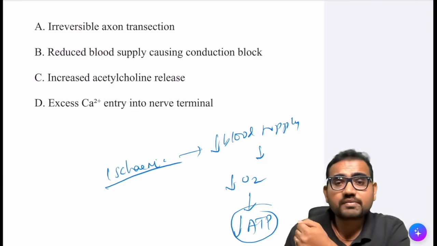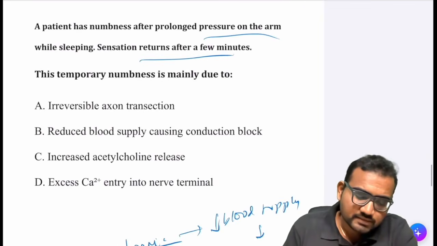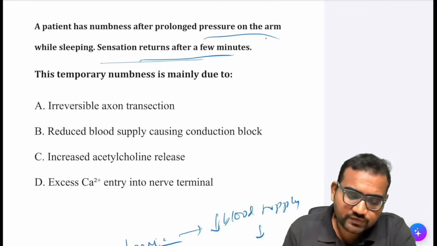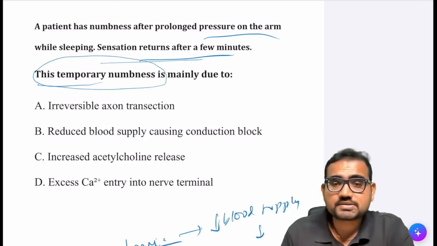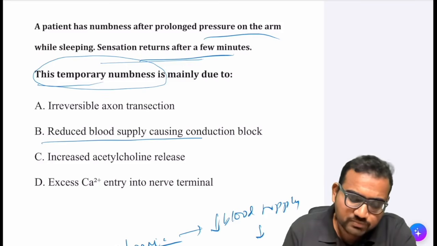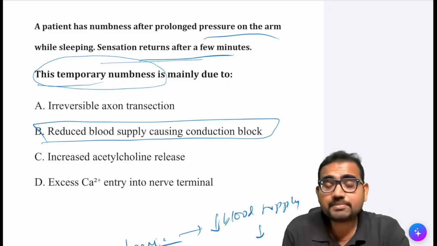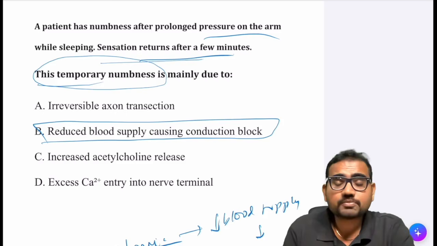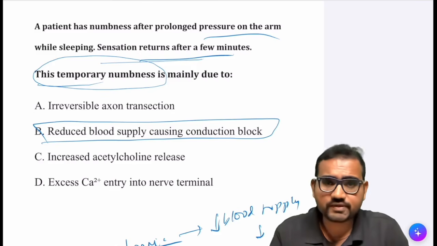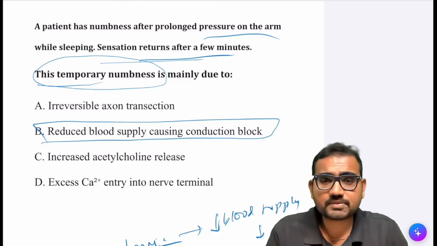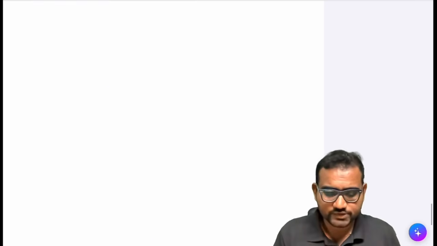What happens when the pressure is relieved? It comes back to normal. So in this case, the sensation returns after a few minutes, and the temporary numbness is caused by the reduced blood supply causing the conduction block. Because of the reduced blood supply, ischemia takes place, reduced oxygen, and because of the reduced oxygen, reduced ATP. So again, it is a reversible one. When the patient releases the pressure, it is going to come back to normal. So this is about nerve physiology.